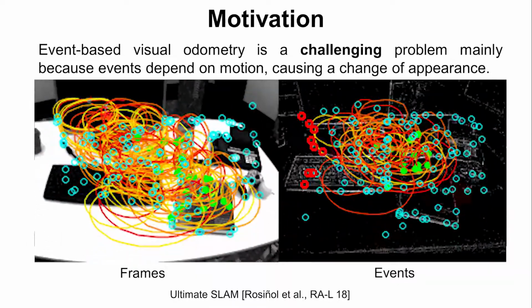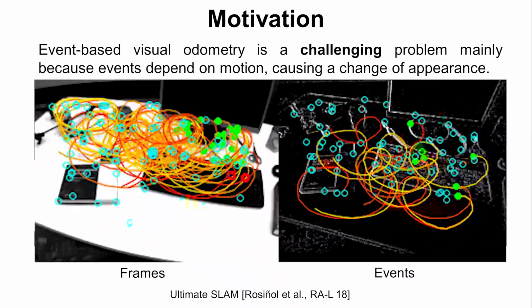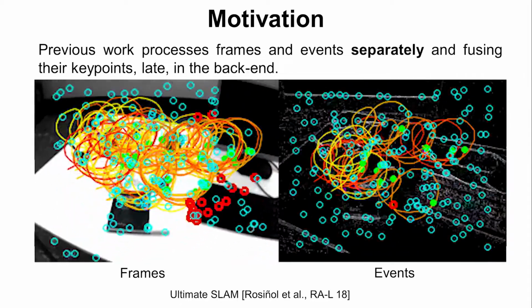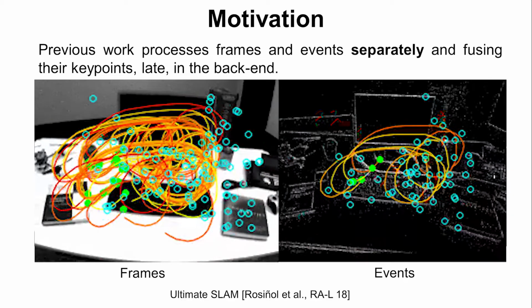We also seek to get the best of both visual sensors for SLAM-related tasks. Event-based visual odometry is a challenging problem mainly because events depend on motion, causing a change of appearance. Previous work, such as Ultimate SLAM, ignored this problem by processing events and frames separately and fusing their key points late in the backend. However, this makes event-based key points difficult to detect and track with sufficient stability. Until now, no effort has been made in VO systems to fuse the same key point seen by both sensors.